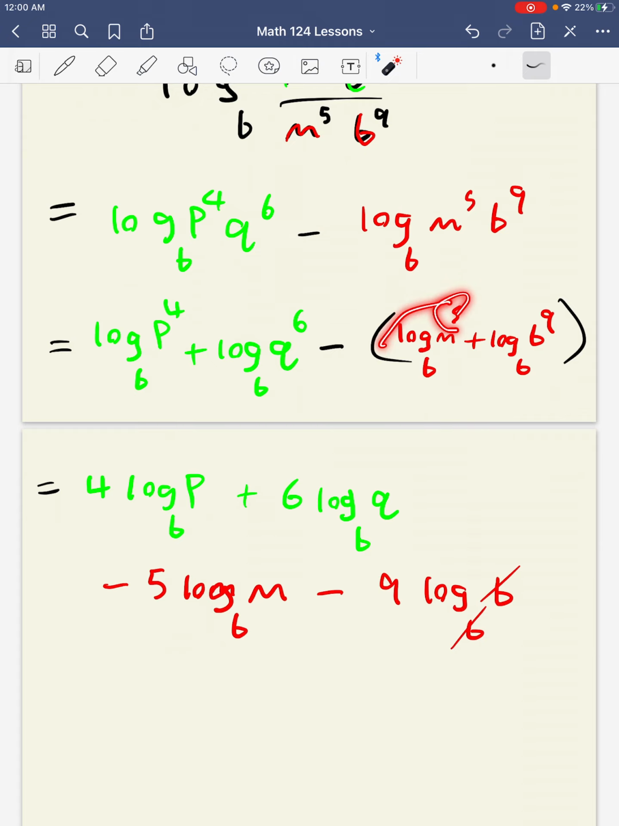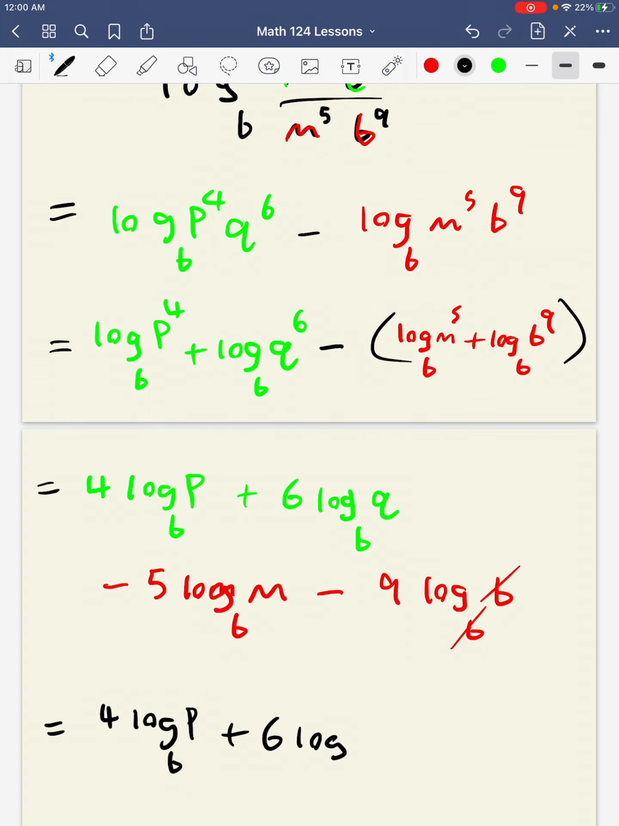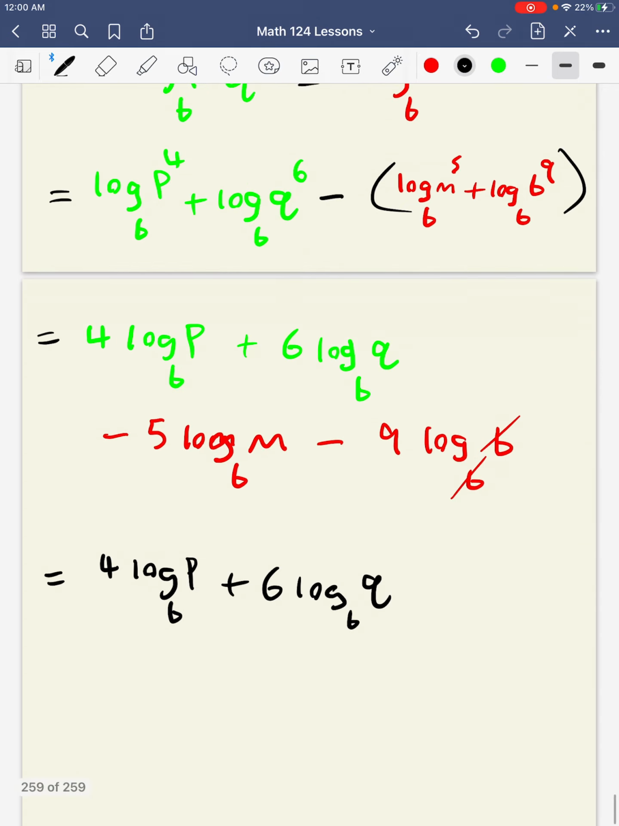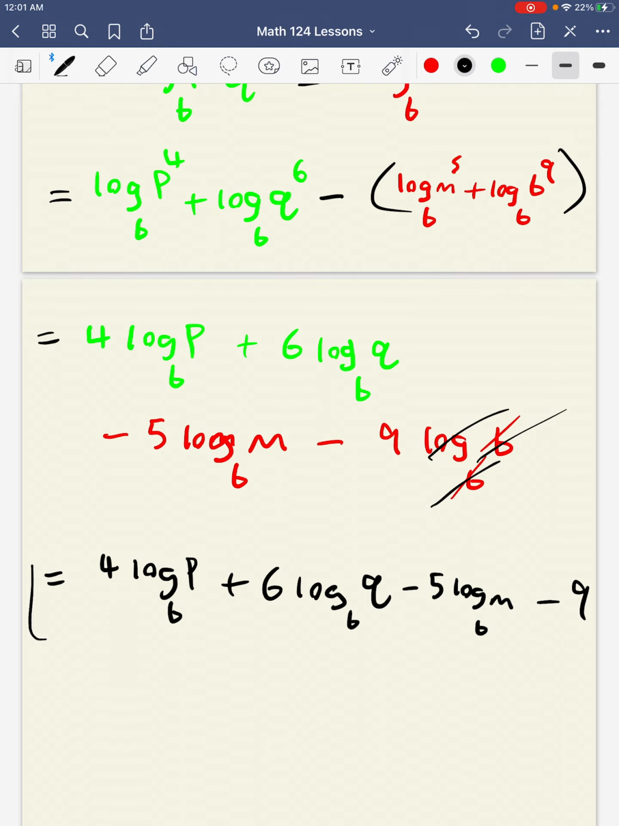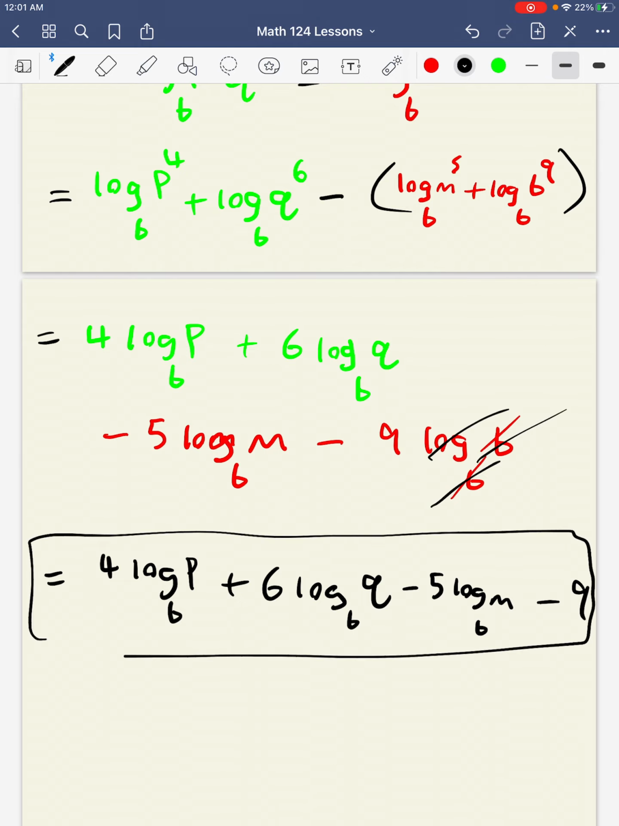Okay, so the last step, we were just bringing the exponents down. Now we can simplify. I'm just going to use black now. So we have 4 log b of p, cannot simplify that. 6 log b of q, cannot do anything with that. 5 log b m, and then just minus 9, because these guys canceled. And then we expanded the logarithm into a sum or difference.